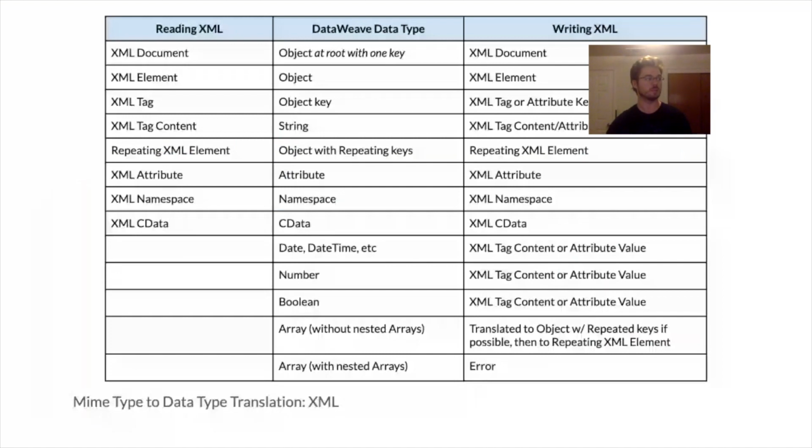Repeating XML elements get translated to an object with repeating keys. I'm going to give an example of this one as well. I'm trying to think of a cleaner way to do this. I think I got something.